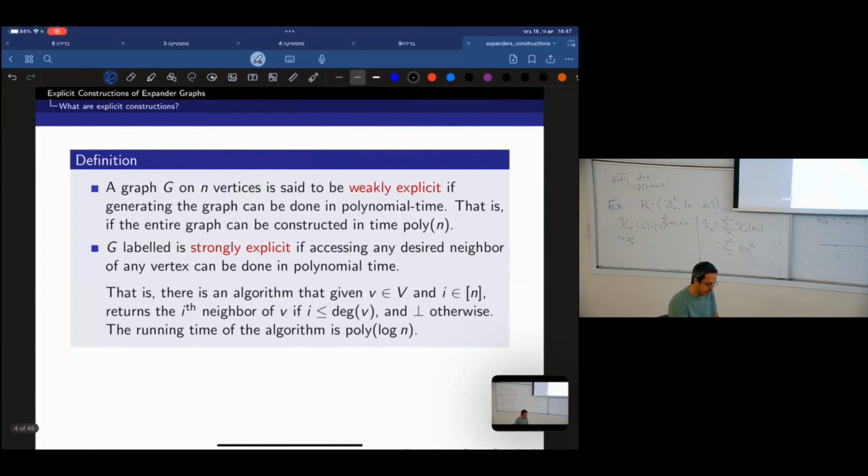And just a reminder, a graph is called weakly explicit if I can generate it in time polynomial in the graph size. And it's strongly explicit if I can actually do more. Given a vertex and a neighbor number, I can give you the corresponding vertex, that ith neighbor. So we are going to construct strongly explicit expanders.